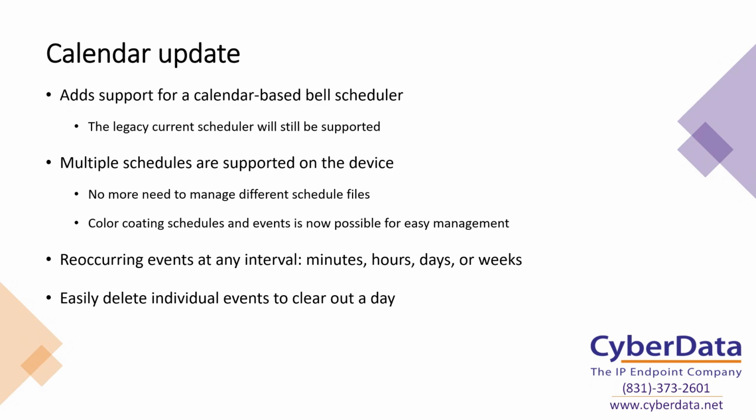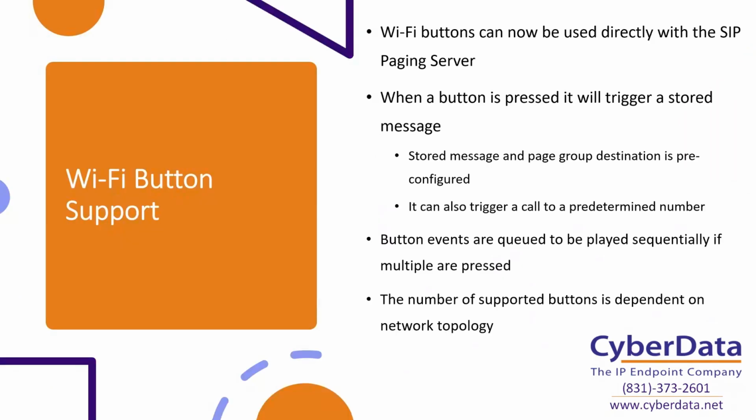Next, we get into the Wi-Fi button support. As I mentioned, we've had our Wi-Fi alert buttons for a while, but they only worked with SingleWire and Formulacast. But now they work in just about every environment with the SIP paging server. Basically, the way these work is when the button is pressed, after it's associated with the paging server and of course on the Wi-Fi network, it can trigger a stored message that will play to a particular page group. And that's all pre-configured.